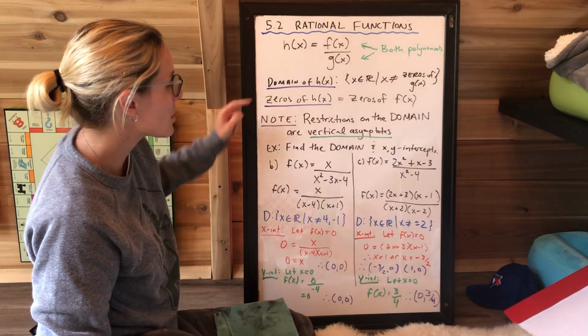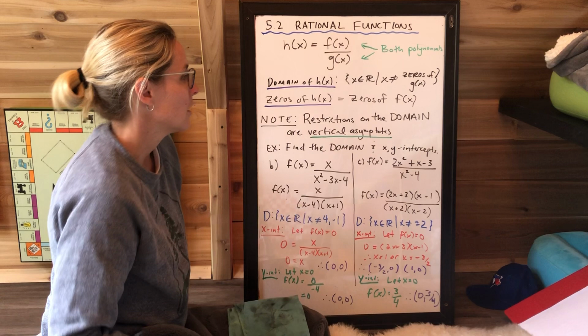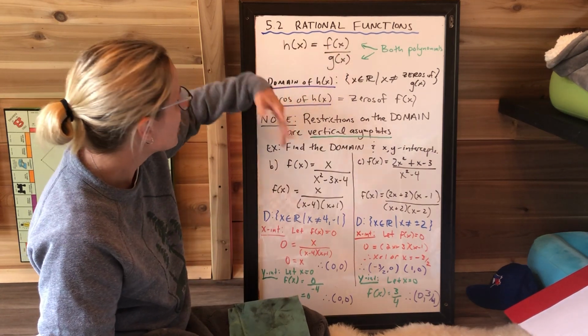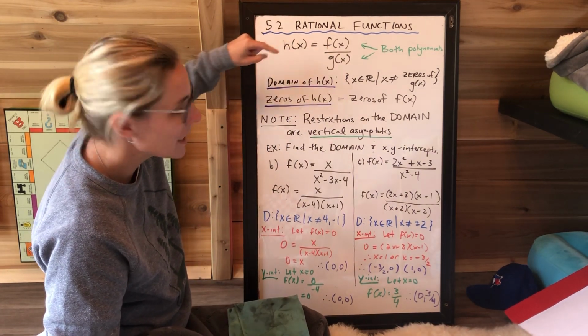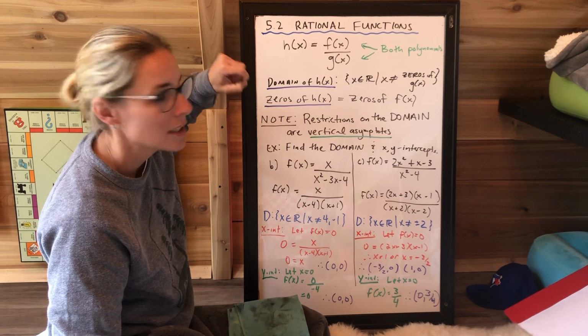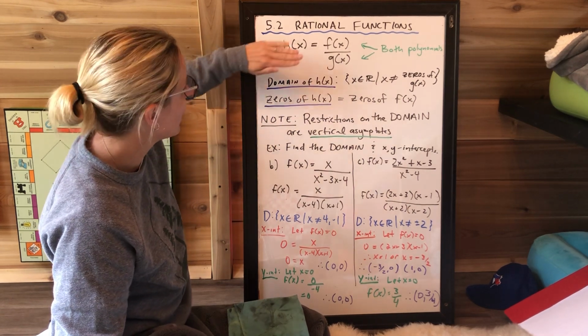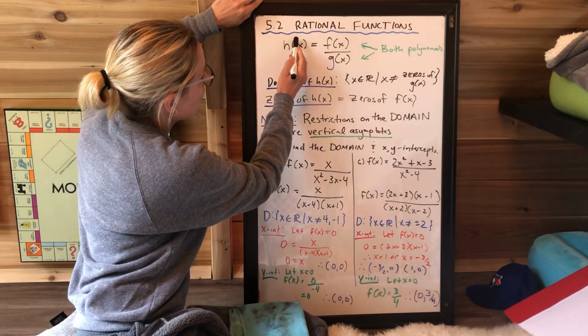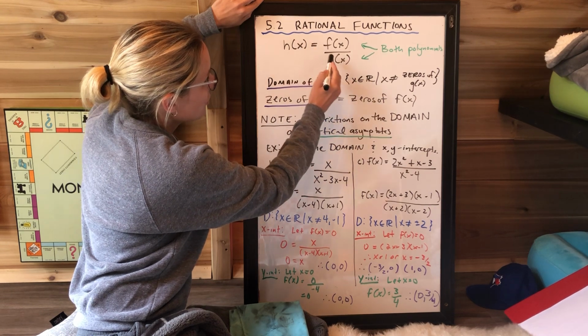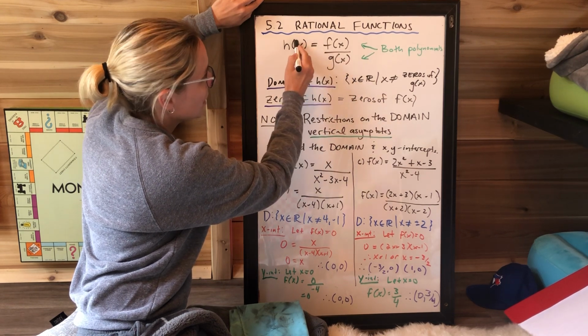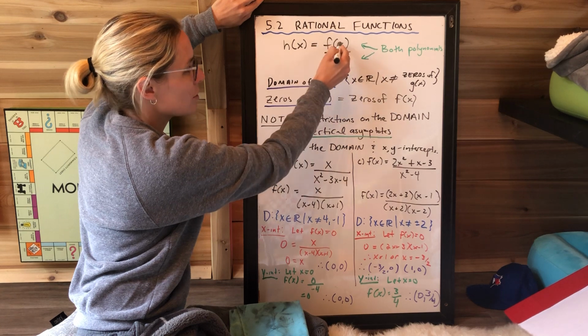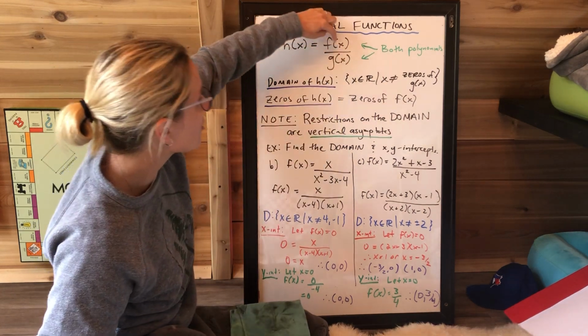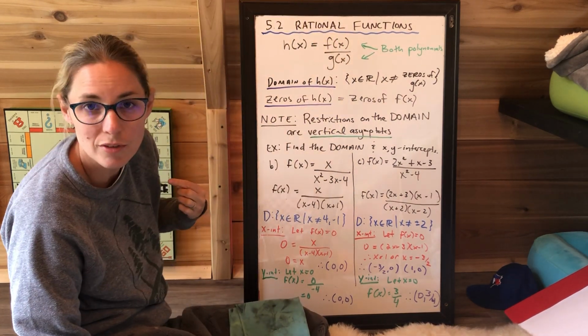Okay, zeros of this function are simply the zeros of f of x. Because the way you think about it, finding a 0 is when y equals 0, or h of x equals 0. Well, if this side of the equation equals 0, 0 times this denominator becomes 0. So now you're just left with 0 equals f of x. So whatever the zeros are for f of x will also be the zeros of h of x.